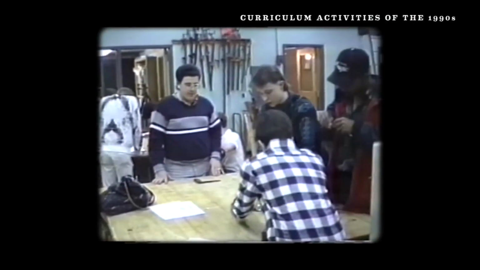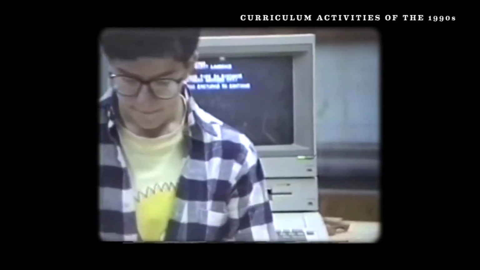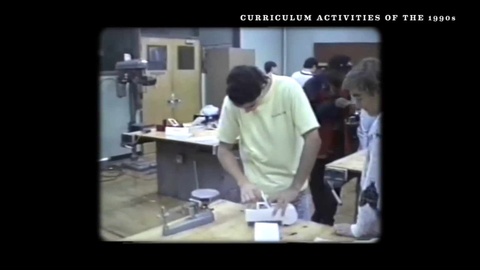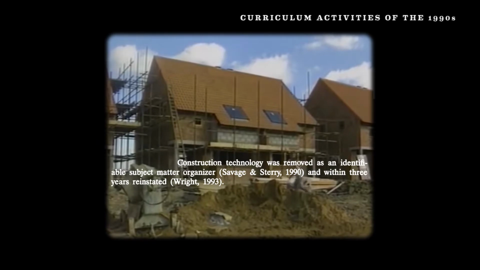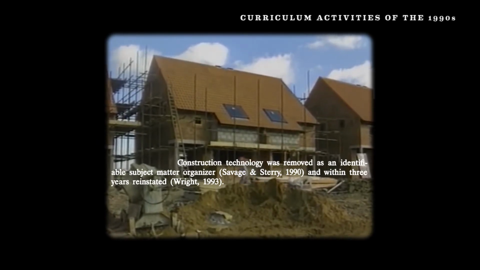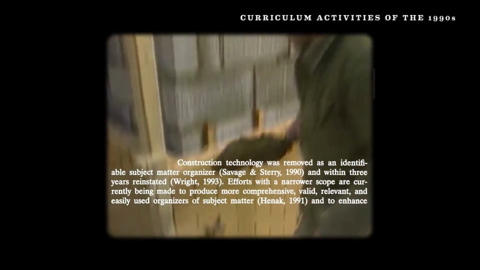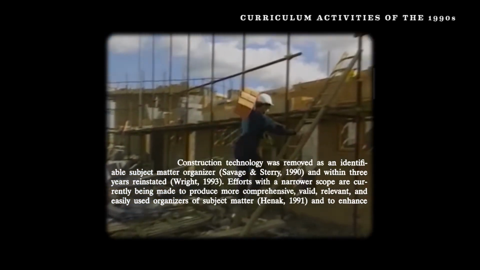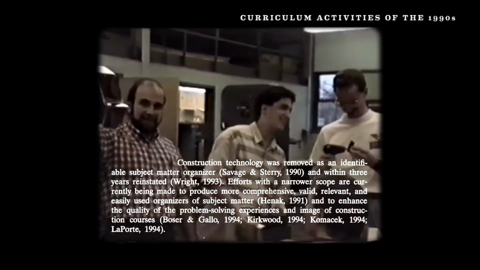The subject matter of technology education, its organization, and methodology are all being challenged in the 1990s. Work by our national associations and efforts by individuals are impacting construction technology education. Construction technology was removed as an identifiable subject matter organizer and within 3 years reinstated. Efforts with a narrower scope are currently being made to produce more comprehensive, valid, relevant, and easily used organizers of subject matter, and to enhance the quality of the problem-solving experiences and image of construction courses.